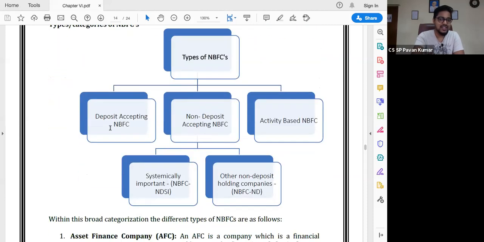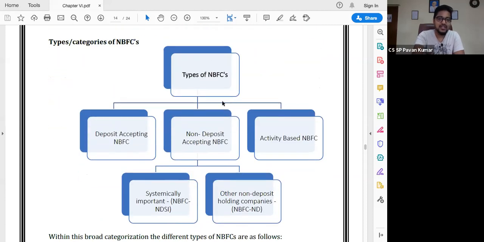So NBFCs can be broadly classified into many types. The types of NBFC can be deposit accepting NBFC, non-deposit accepting NBFC, and activity-based NBFC. Deposit accepting NBFC will normally be only a public limited company. A non-deposit accepting NBFC company can be either a private limited company or a public limited company.